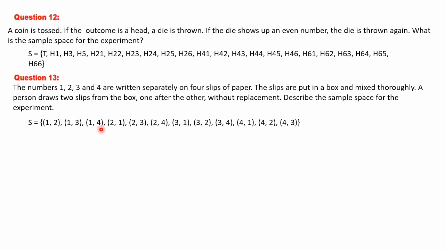Then 1 4. So the option is over. With 1 the options are over. First time you are getting 1 means second time you will get 2 because 1 is already taken. 1 2, then 1 3, 1 4, finished.